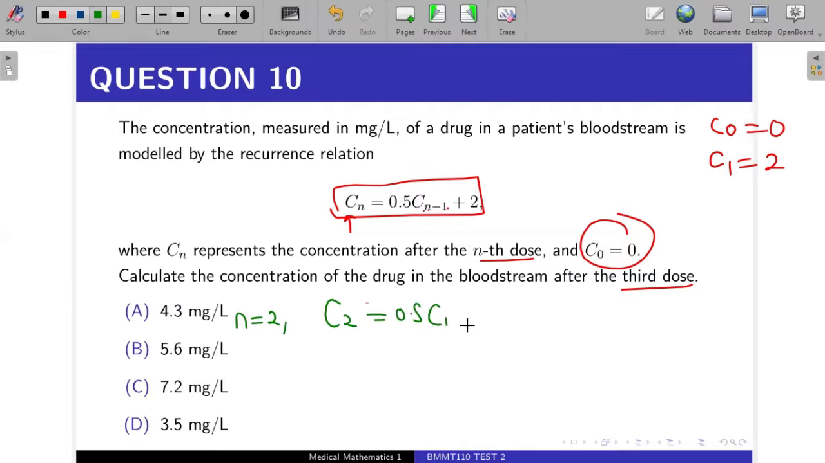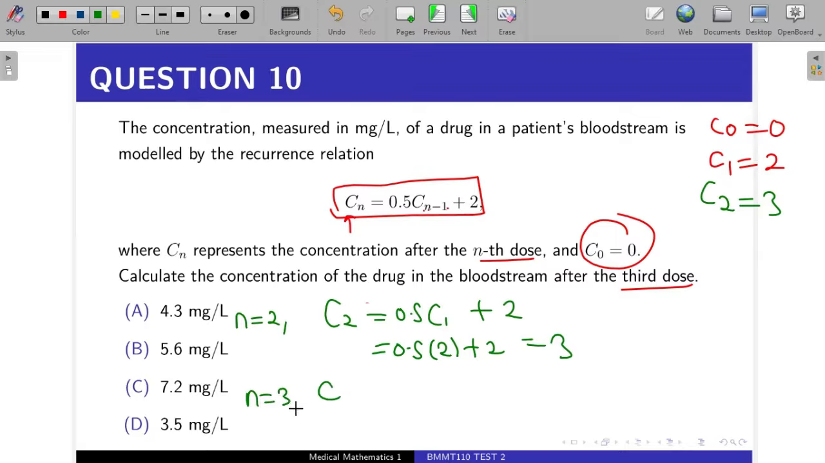Okay, so that will be 0.5 multiplied by 2, that will be 1, and then 1 plus 2, that will be 3. So the concentration after the 2nd dose will just be what? 3. So C2 is 3. And then we can find after the 3rd dose now.